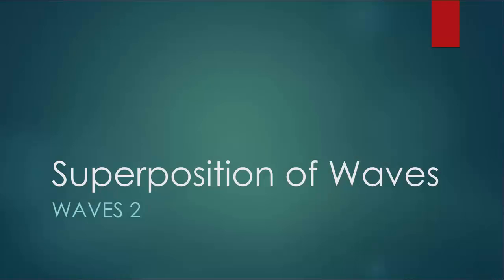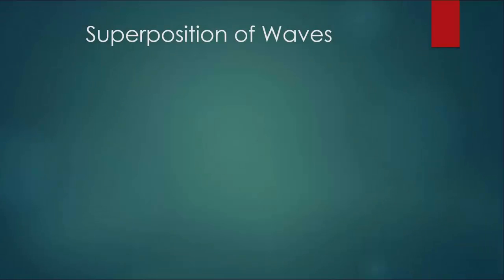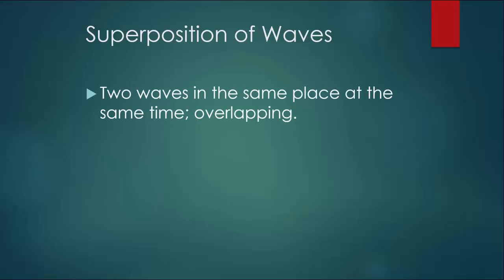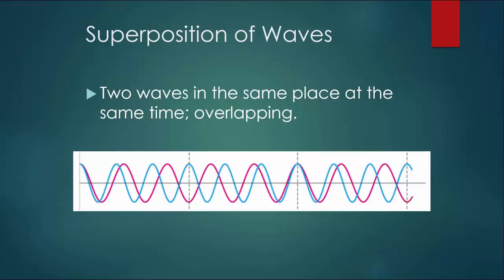This lesson is about the superposition of waves. Superposition of waves means that there are two waves in the same place at the same time. They're overlapping, like the pink wave and the blue wave here. In this lesson, we'll talk about a few phenomena that occur when two waves are superimposed.